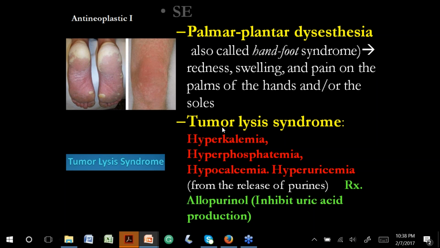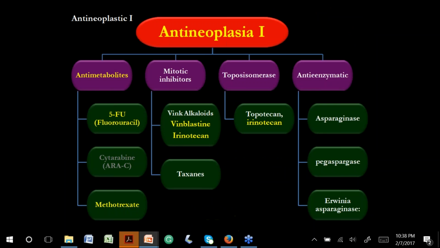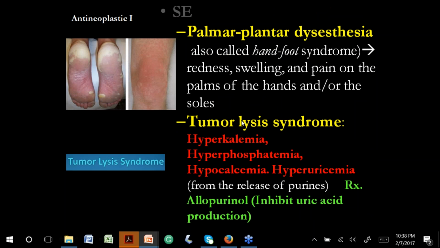Chemotherapies can lead to tumor lysis syndrome. In NCLEX, they are not going to tell you, okay, this is methotrexate. No, they are going to ask you in general, what is tumor lysis syndrome? Of course, if you destroy the cells, you are going to have high levels of potassium. Remember, the most important cation in the intracellular space is potassium. So if you destroy the cell, the potassium is going out.